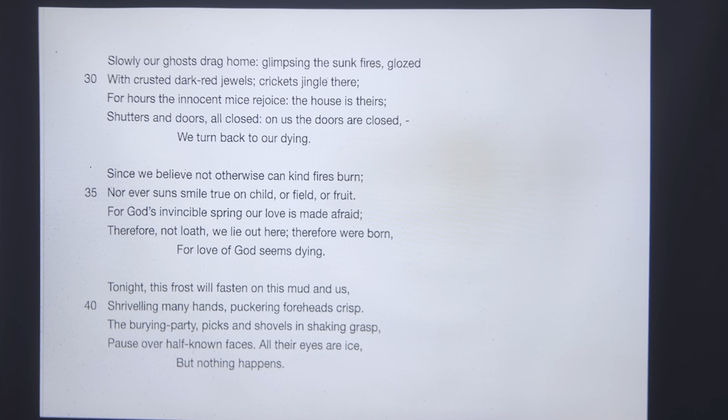Therefore, not loath, we lie out here. Therefore, we're born, for love of God seems dying. Tonight, this frost will fasten on this mud and us, shivering many hands, puckering for his crisp. The burying party picks and shovels in shaking grasp, pours over half-known faces. All their eyes are ice, but nothing happens.